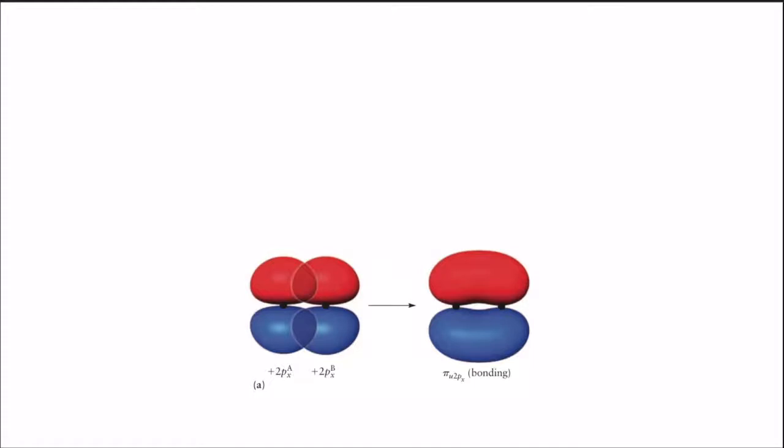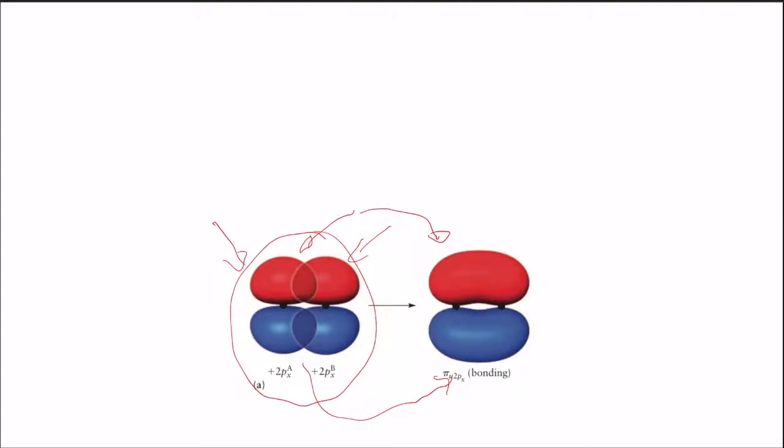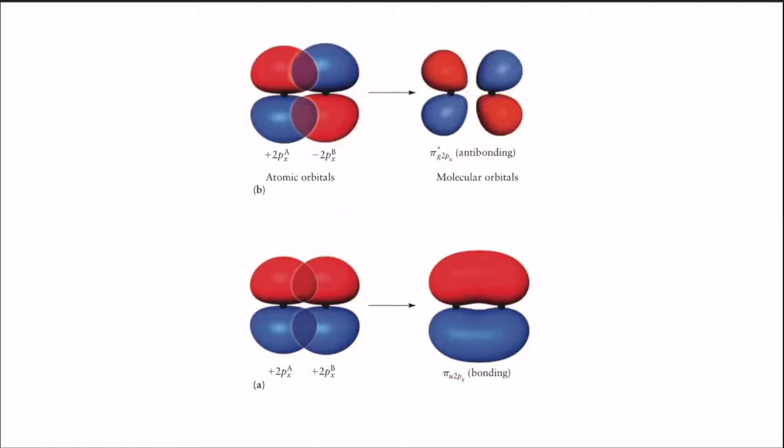In this case, we have the px and the px, and what happens is that we have constructive interference leading to bonding. So do not associate red with bonding and blue with antibonding. Blue and red signify the phase of the wave function. So this would be the bonding, and as you can imagine, if we flipped one of these and it had the opposite phase, then we would have the antibonding. So let's look at that. In this case, they are flipped, and we see now antibonding.